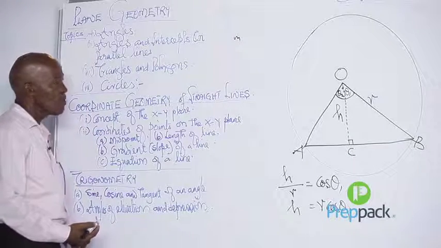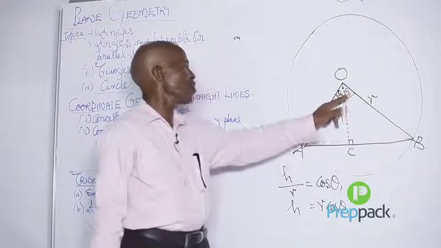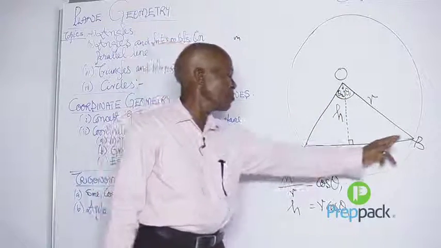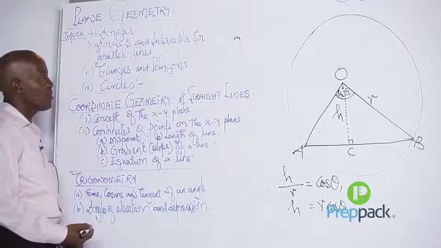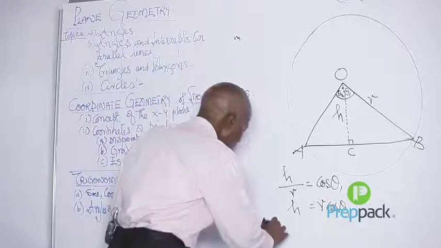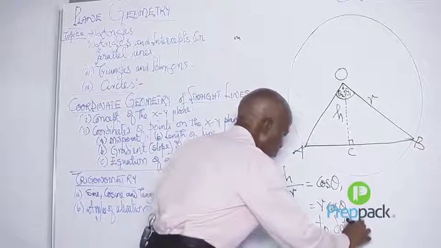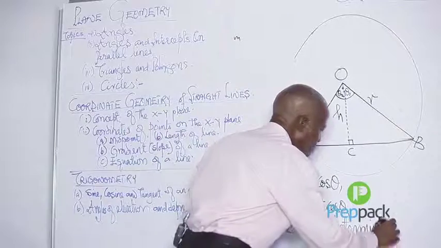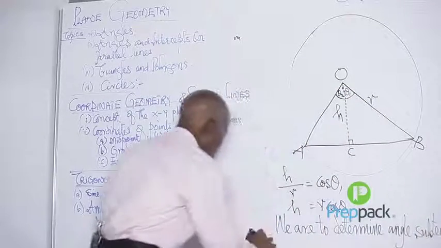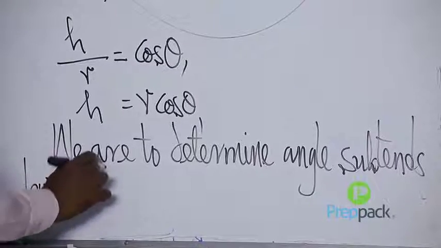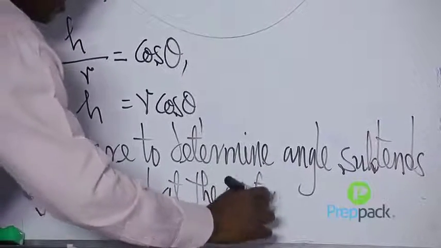Not only that, we have determined what H is if R is known and if theta 1 is known. But what if we are given the H, we are given the R, and we are told to determine the angles obtained by the chord AB? How do we go about that? So suppose we are to determine the angle subtended by the chord at the center, O.